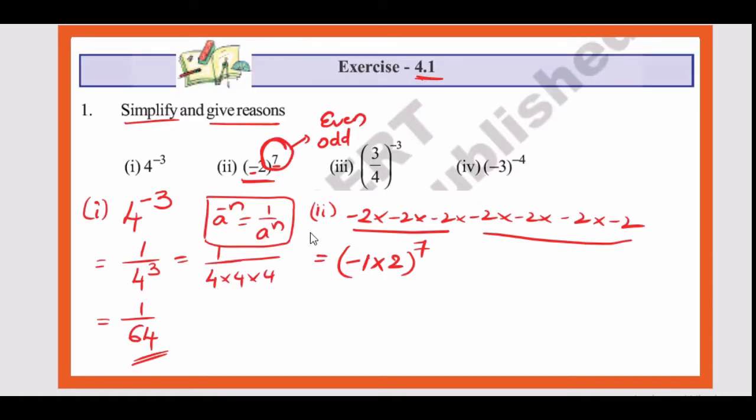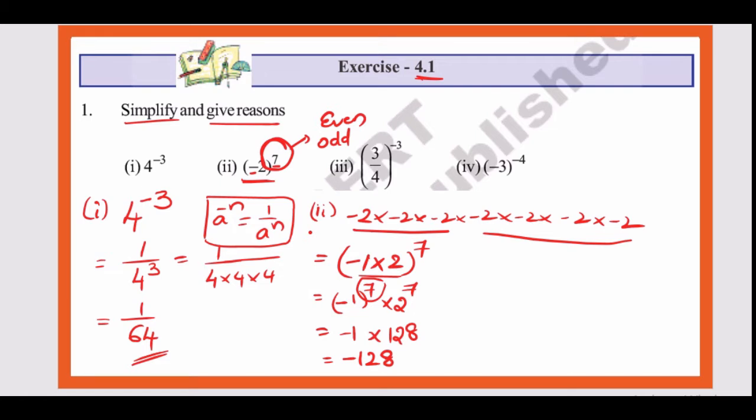Now for this particular question, (-1 × 2)^7, I can write it as (-1)^7 into 2^7. So -1 power odd number is -1, and 2^7 is 128. So if you multiply, you are going to get -128. Suppose instead of 7 you have any even number here, then this -1 becomes +1.